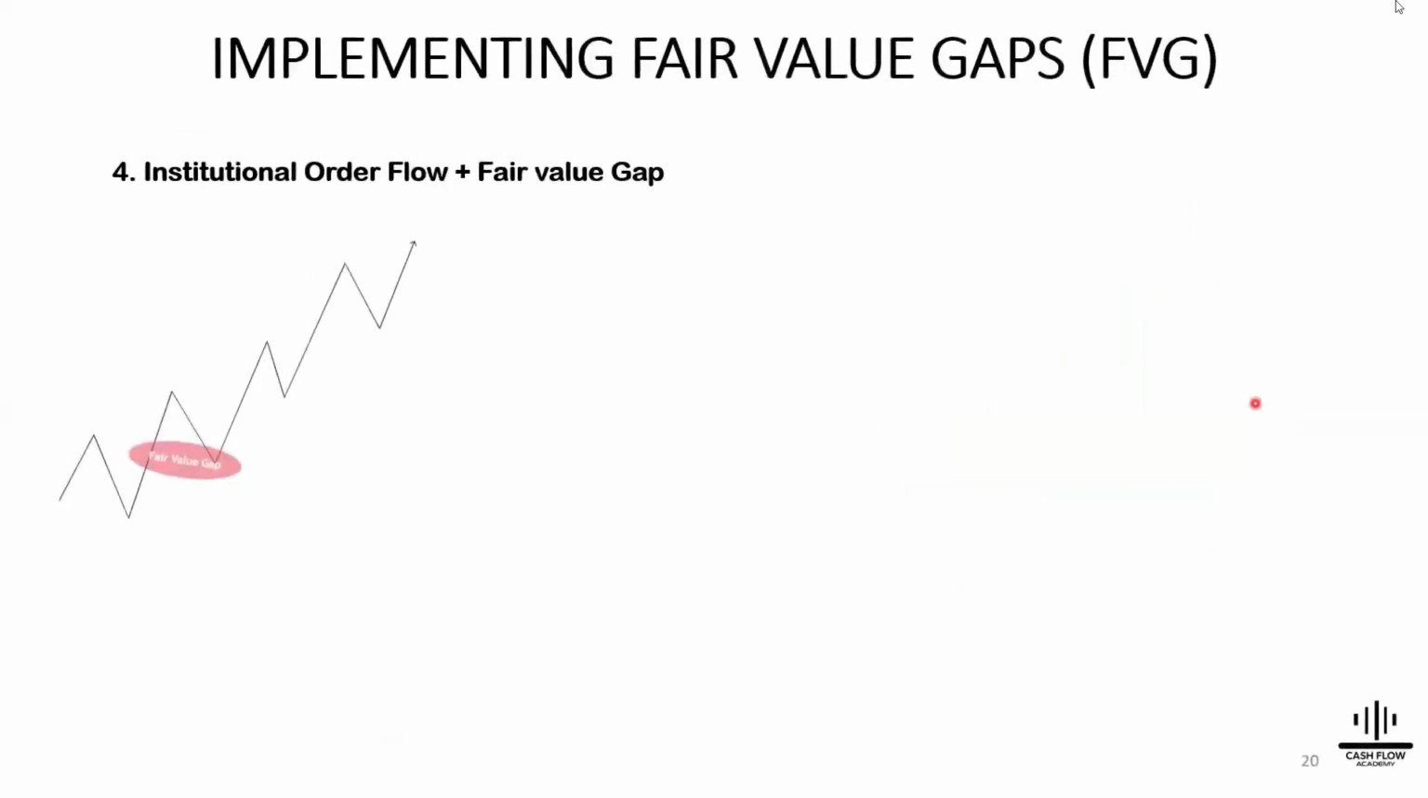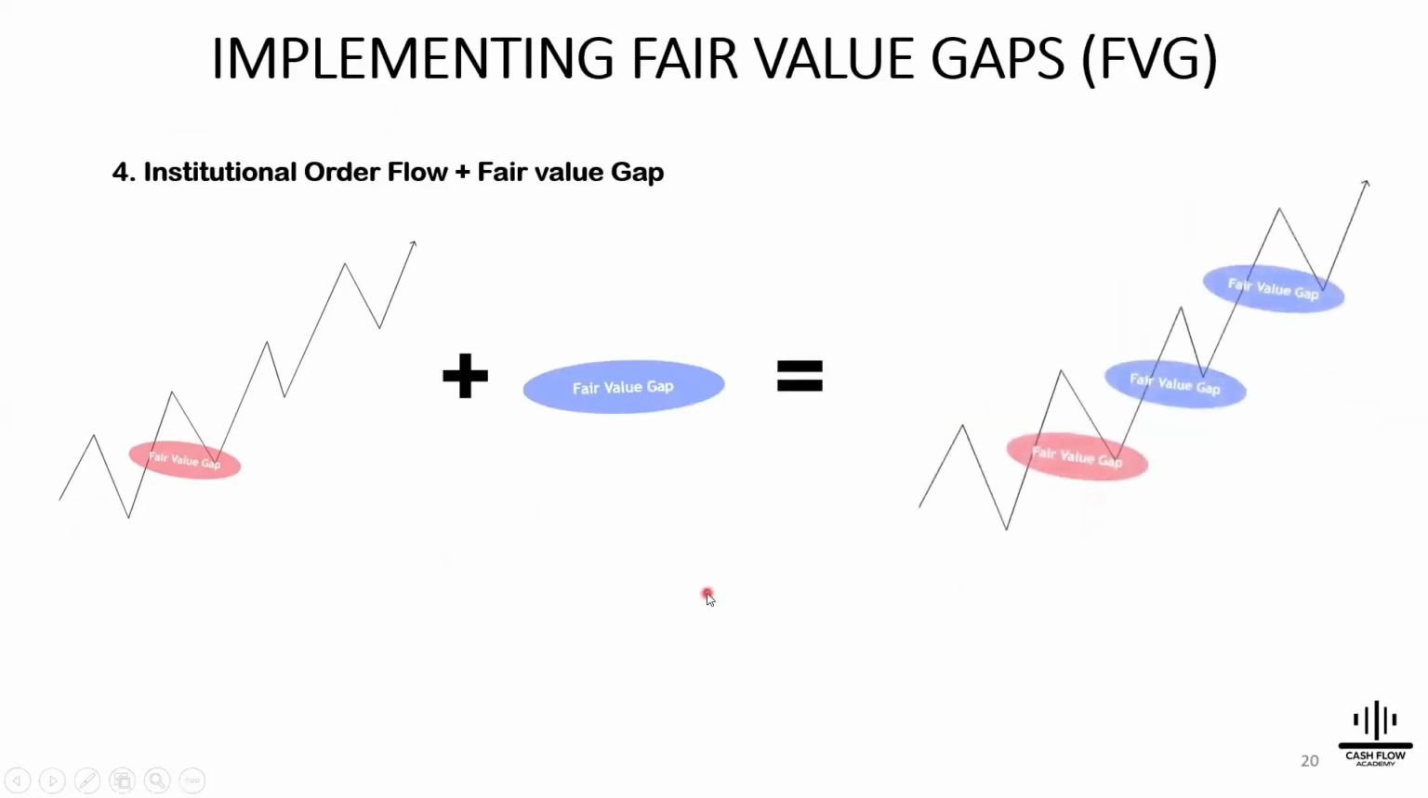Then the last is the institutional order flow plus fair value gap. All right. So what we want to see is either of the entry patterns listed above, and then we want to see price respecting fair value gaps as it rallies in that direction. We can be entering in either of the fair value gaps that we see.